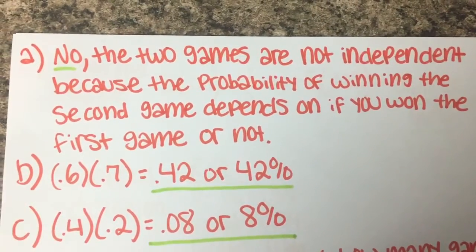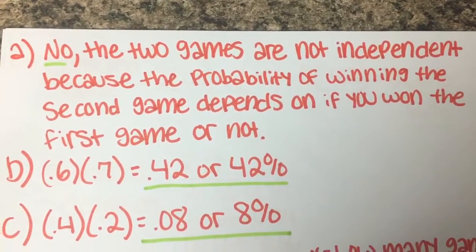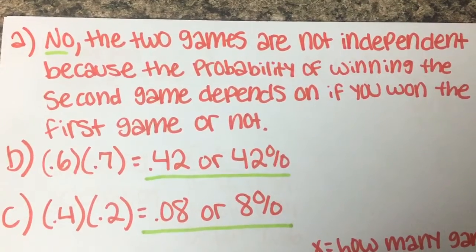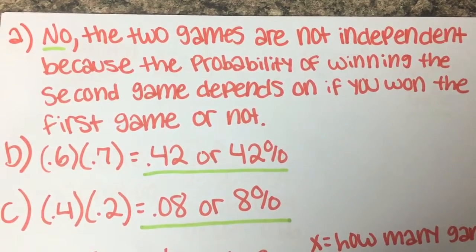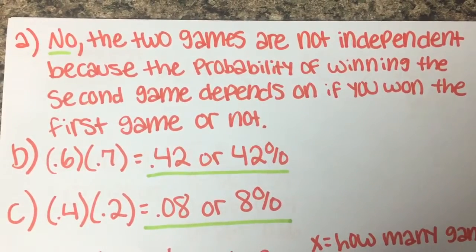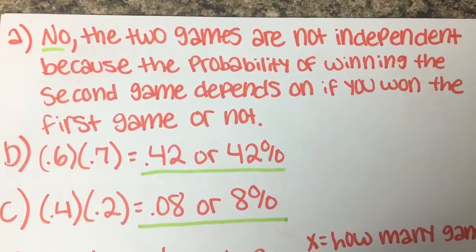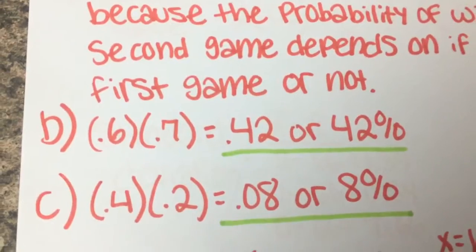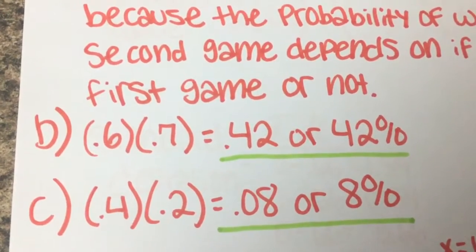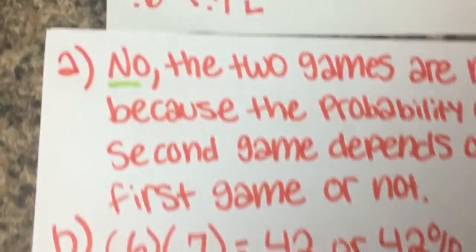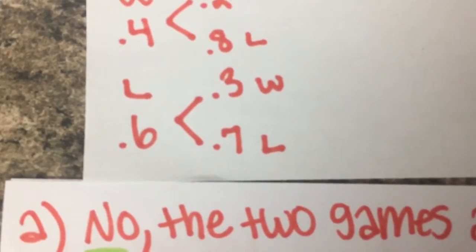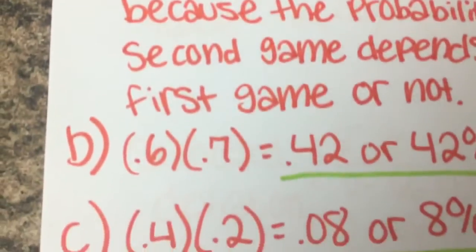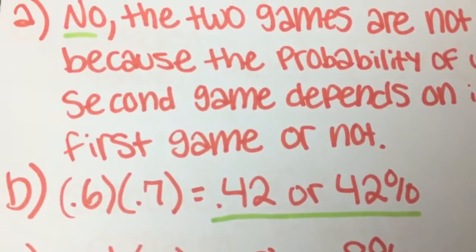Part A asks if the two games are independent, and the answer to that would be no, because the probability of winning the second game depends on if you won the first game or not. If they were independent, then the probabilities would not change. Part B asks, what is the probability that you will lose both games? So we can go back up to our little chart, and it's 0.6 for the first one and then 0.7 for the second one. So you multiply those and you get 0.42 or 42%.